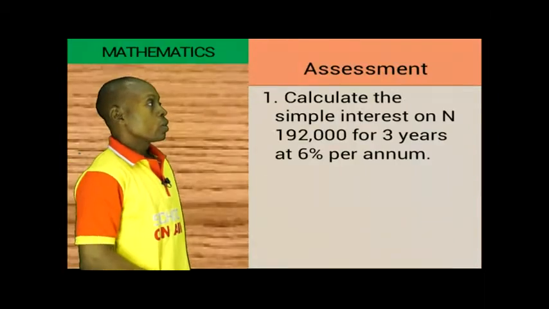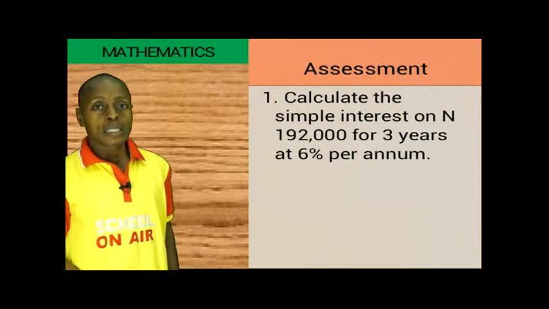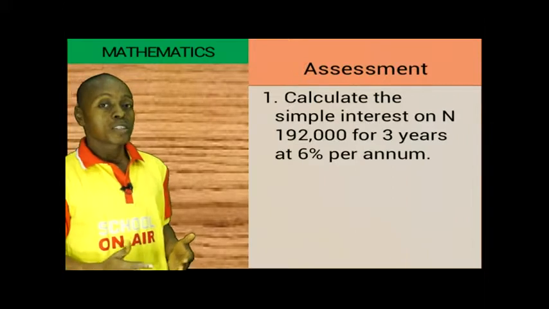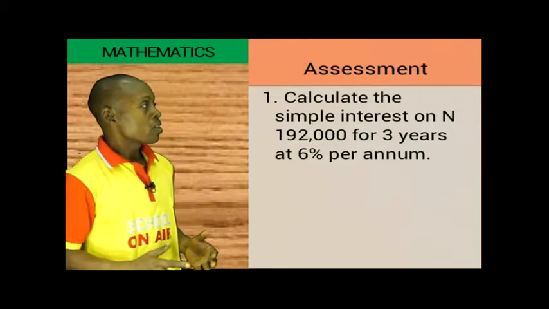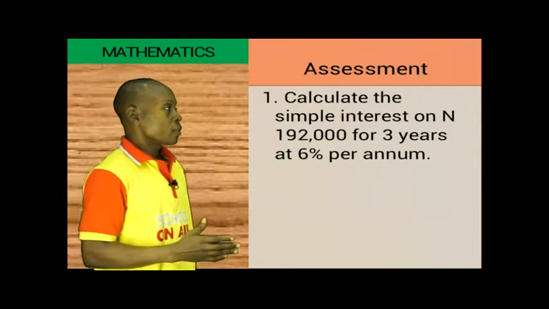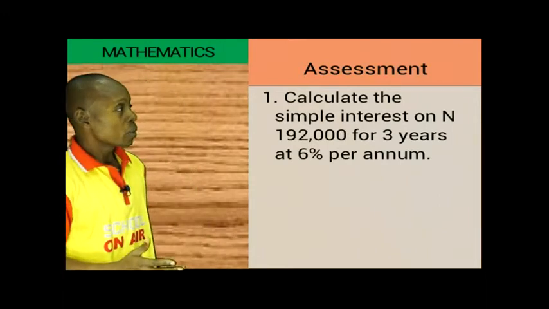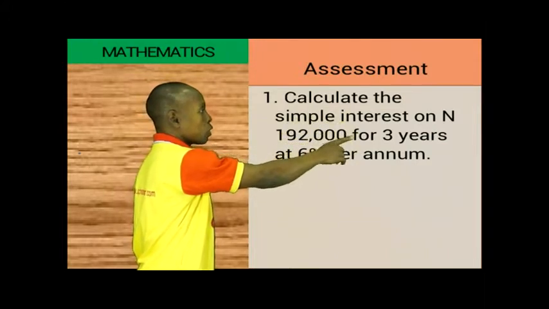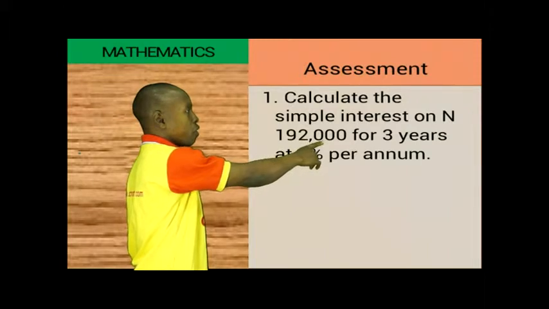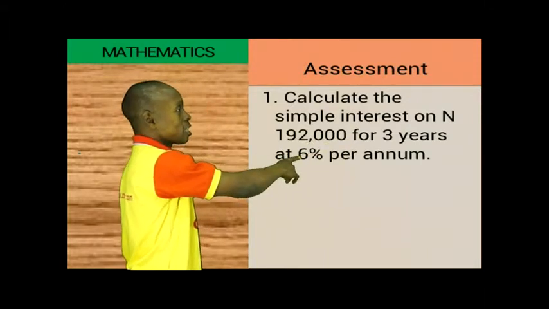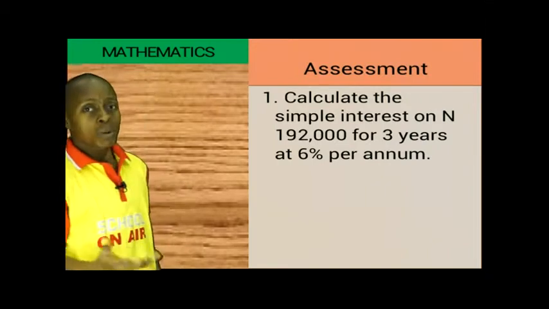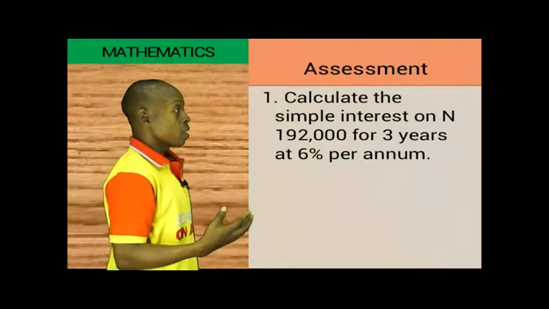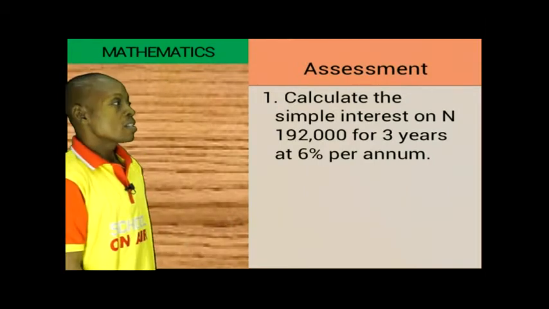So now I have some questions for you to attempt. Now you have questions on what you have just been taught, and the first question is on simple interest. You have to calculate the simple interest. Calculate the simple interest on 192,000 naira for 3 years at 6% per annum. So what interest are you going to get from that? From 192,000 in 3 years at 6% per annum.